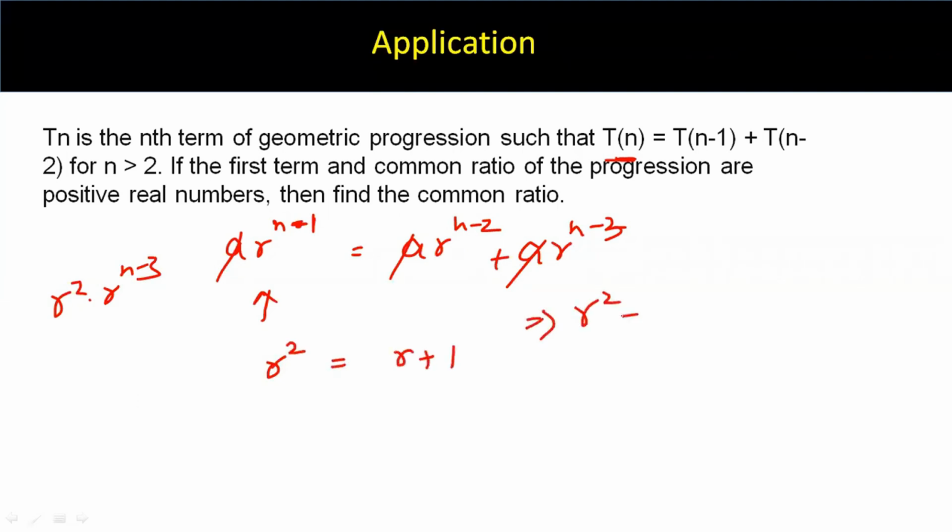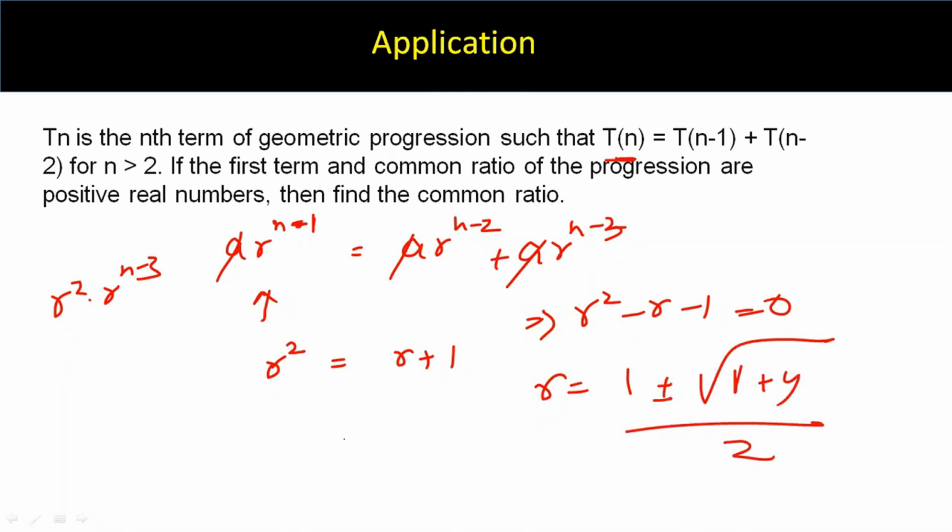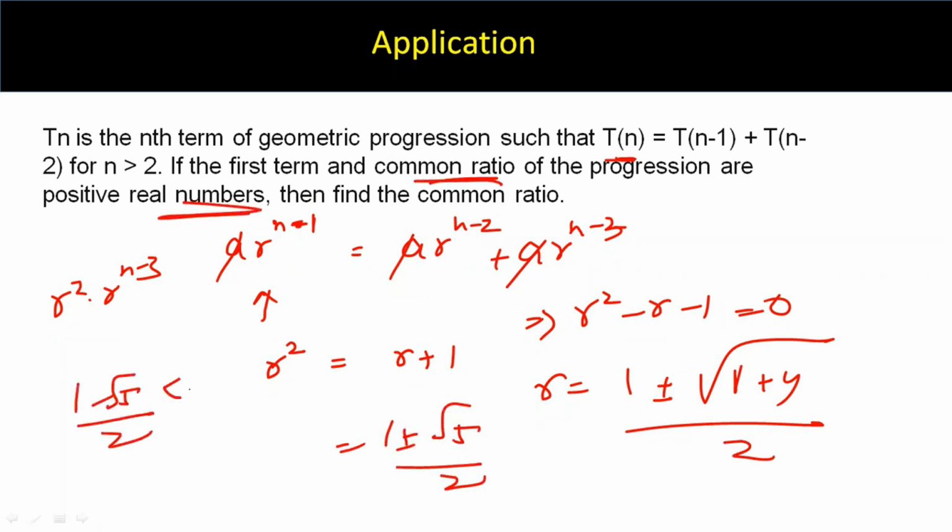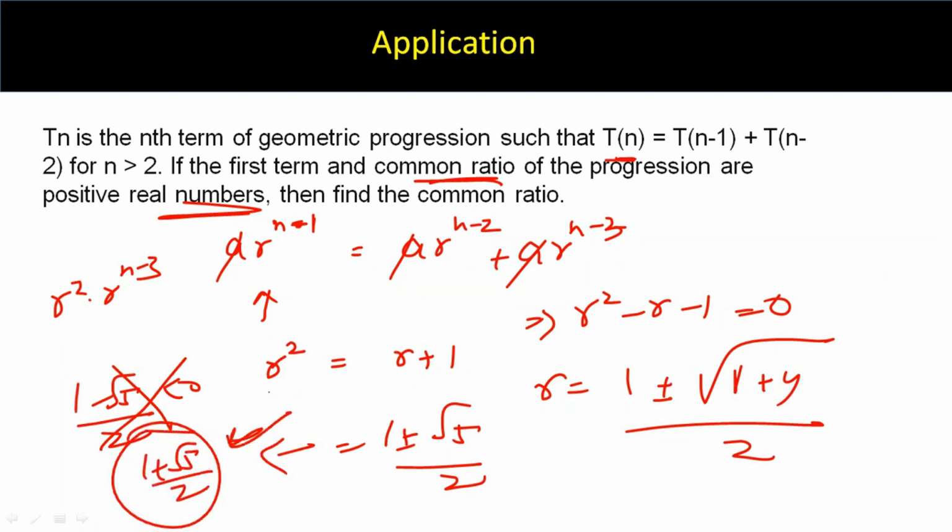This is nothing but r square minus r minus 1 is equal to 0. So r is equal to minus b plus minus under root of b square minus 4ac upon 2a. So this is 1 plus minus root 5 by 2, but it is given that common ratio is a positive real number. So 1 minus root 5 by 2 is less than 0. We will remove it and we will just keep one value, which is 1 plus root 5 by 2. This is the final answer.